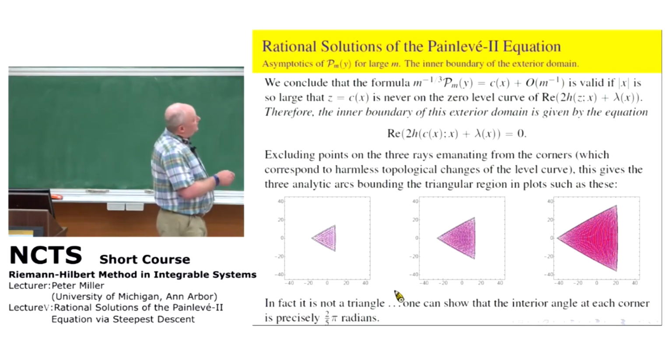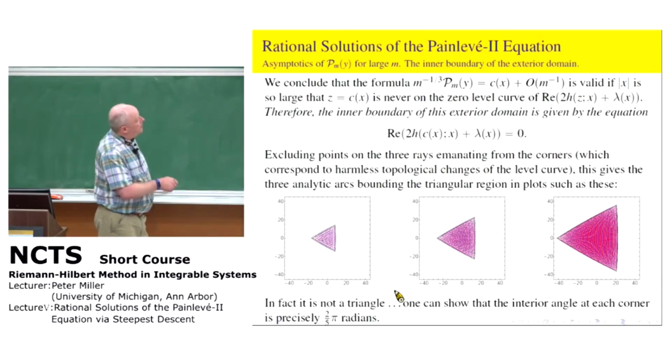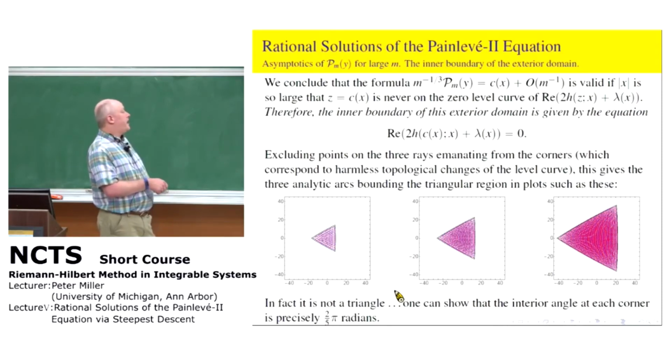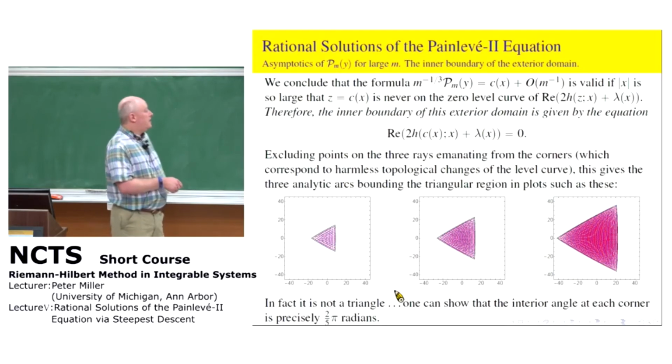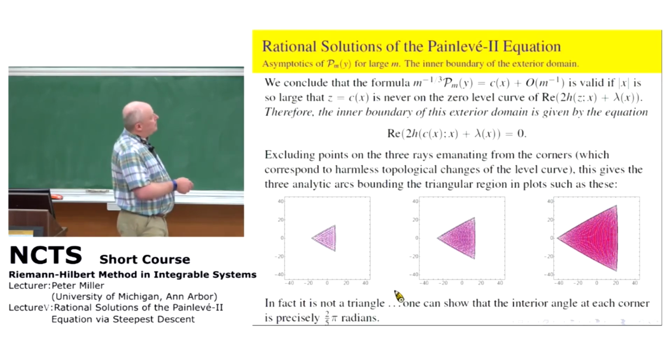So this is the explanation in the Riemann-Hilbert world of these bounding curves of this pole region. Somehow they're bounding the triangular region. Actually, you can check that it's not a triangle. Using this equation, you can show that the interior angle at each corner point is exactly 2 pi over 5 radians. So it can't be an exact triangle, but it's some kind of a curved triangle. Okay.